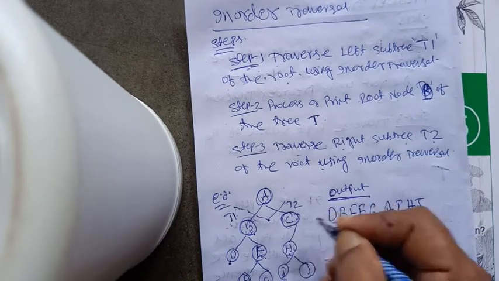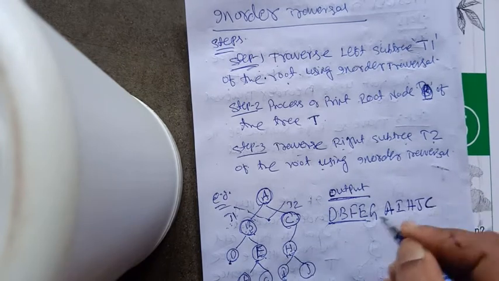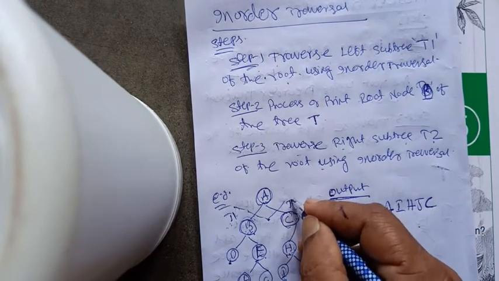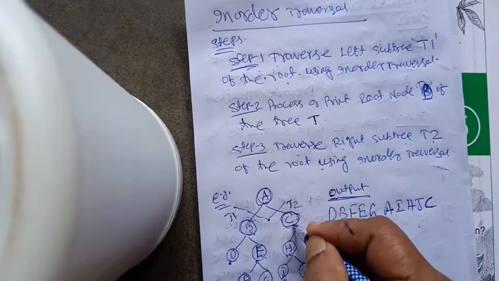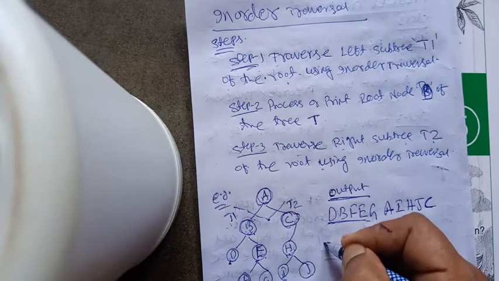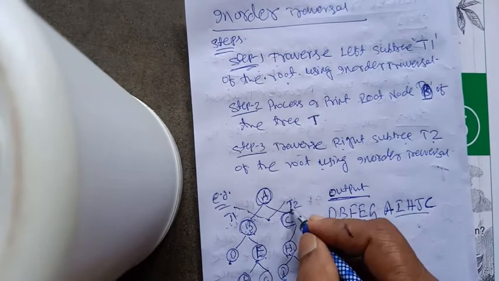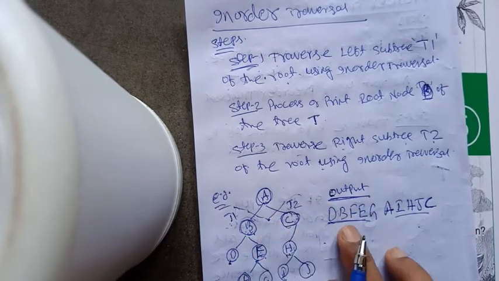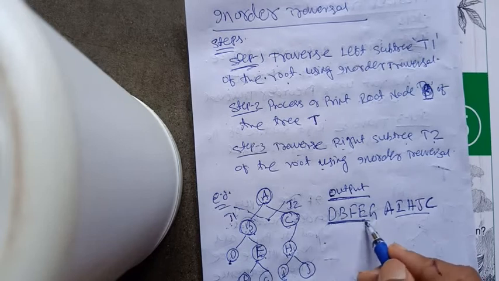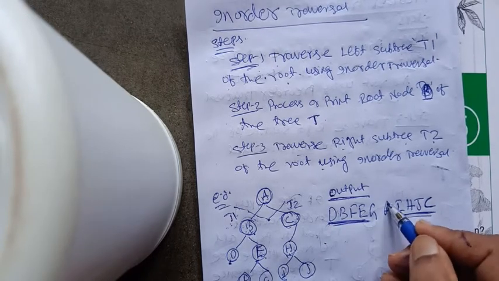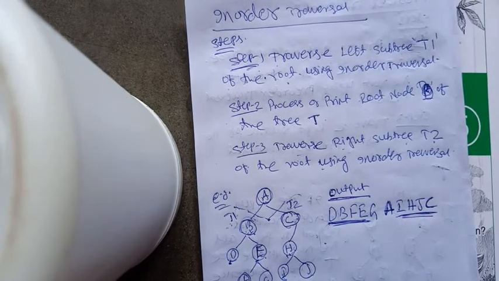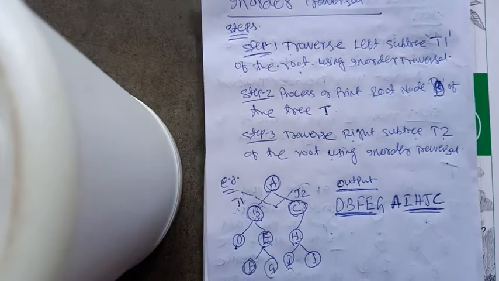Now we'll move to C, which is root of T2, right subtree. C is gone. Now right of C is missing. So this is where we stop. Now the complete subtree T2 is traversed. Let's see. These are part of left, this part are right, and this is A, which is our root. Okay. So this is what inorder traversal is all about.